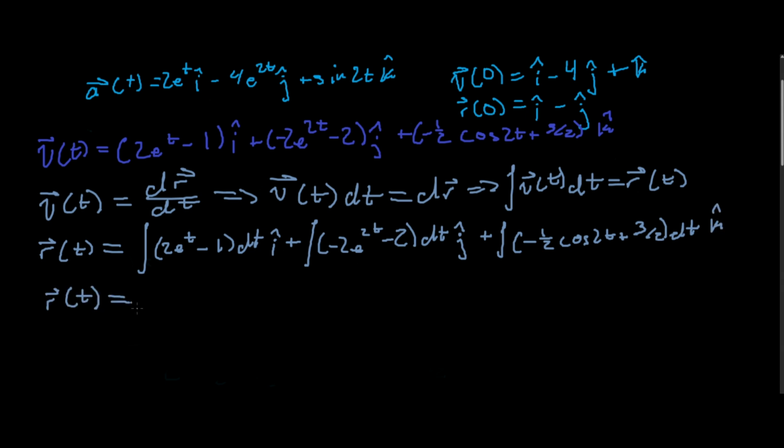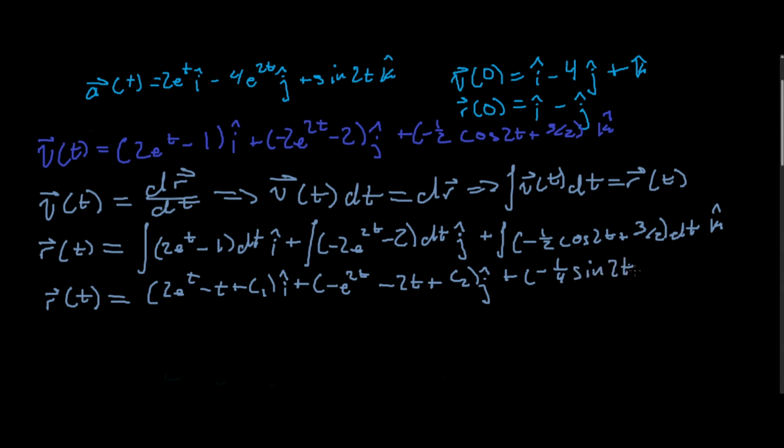We get the position function of 2 times e to the power of t minus t plus the first constant, the i direction, plus negative e to the 2t minus 2t plus the second constant, the j direction, plus -1/4 times sine of 2t plus 3/2 times t plus the third constant in the k direction.